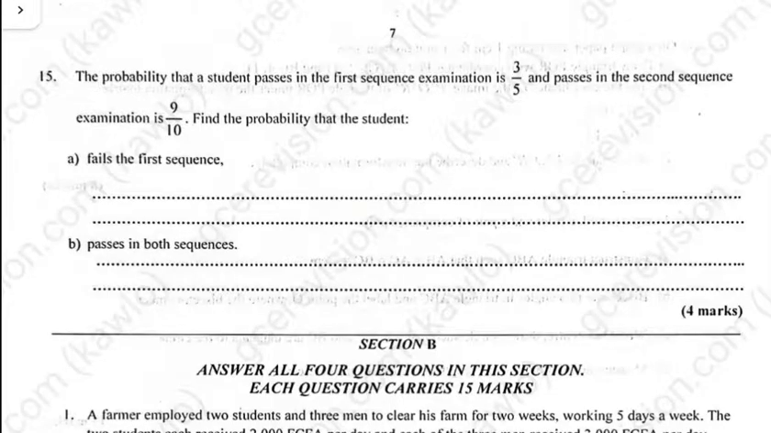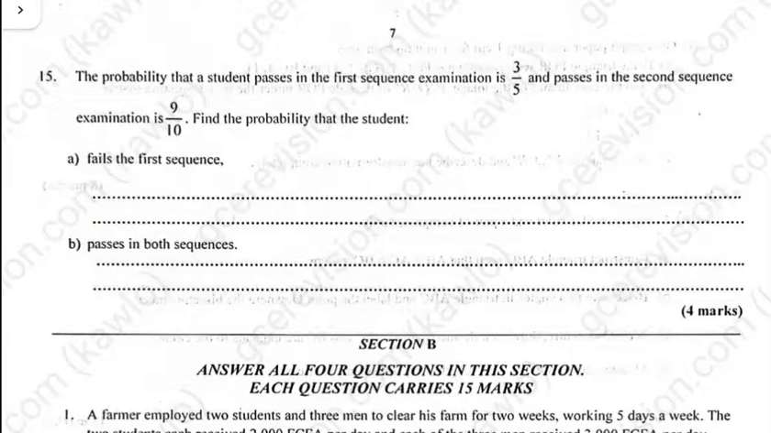Okay? So the probability that the student passes the first sequence examination is 3 on 5, and passes the second sequence examination is 9 on 10. Find the probability that the student fails the first sequence, and passes both sequences. So these are independent events.